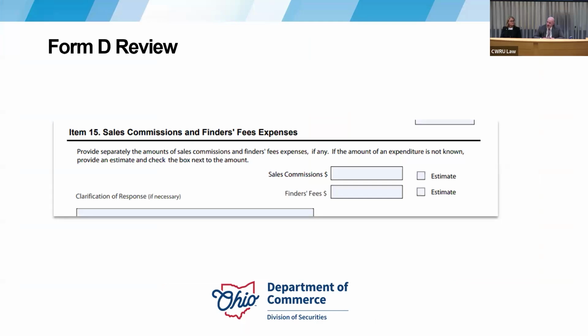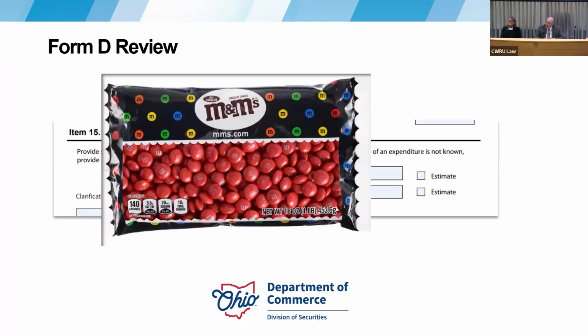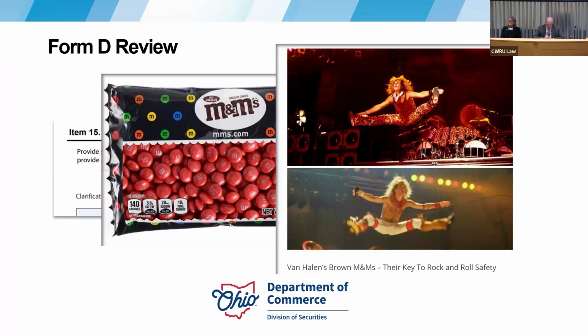We do continue to review our Form Ds as they come in, as we're able to. The most common issue that we see with Form Ds is the unlicensed payment of sales commissions and finder's fees. And the way I like to think about this, and I've made this comparison in the past, it reminds me a lot of Van Halen and the story about their brown M&Ms. I don't know if you guys are familiar with the story. But Van Halen used to have a very complicated set with pyrotechnics and flames flying out and harnesses that had to be exactly to their specification. And so they had this very complicated contract.